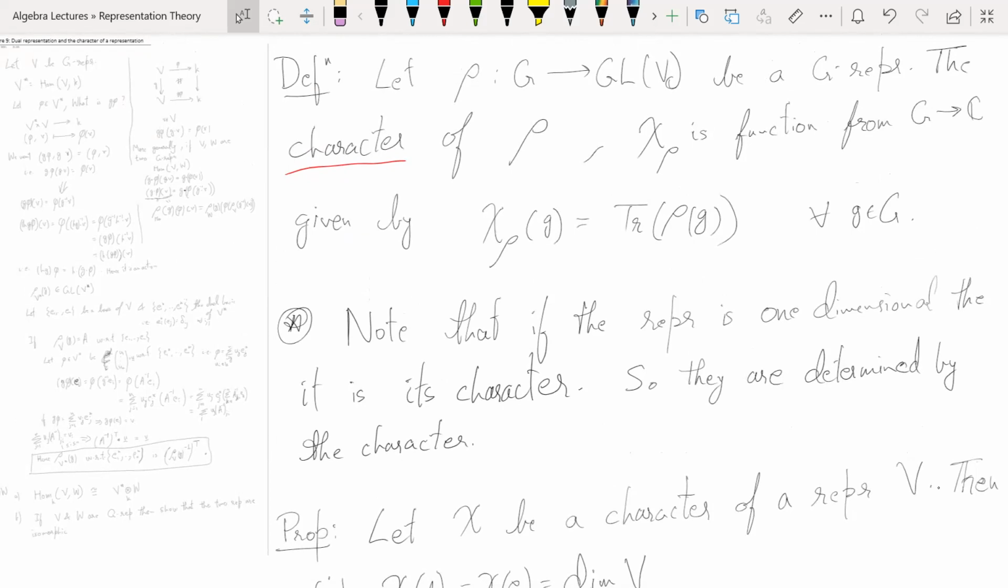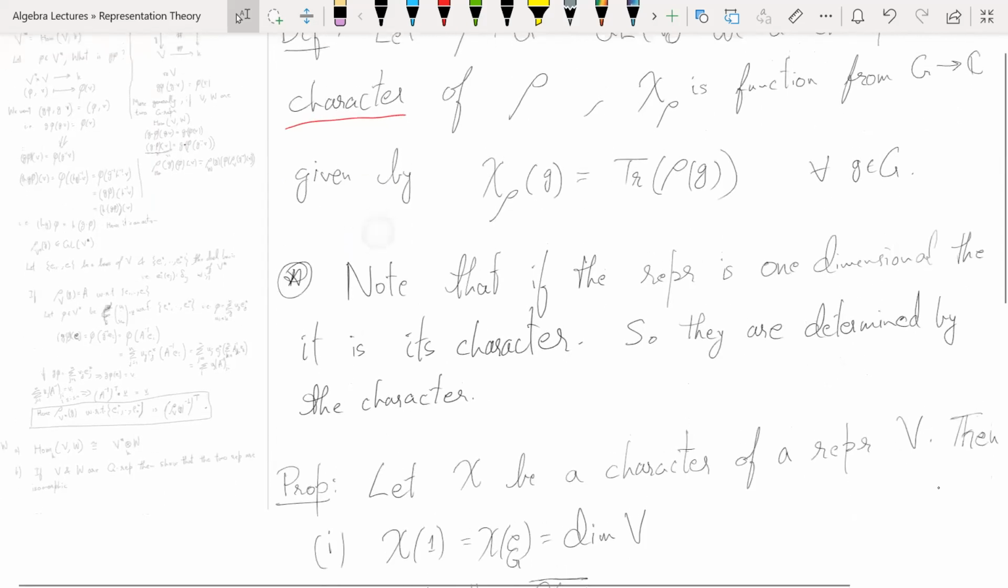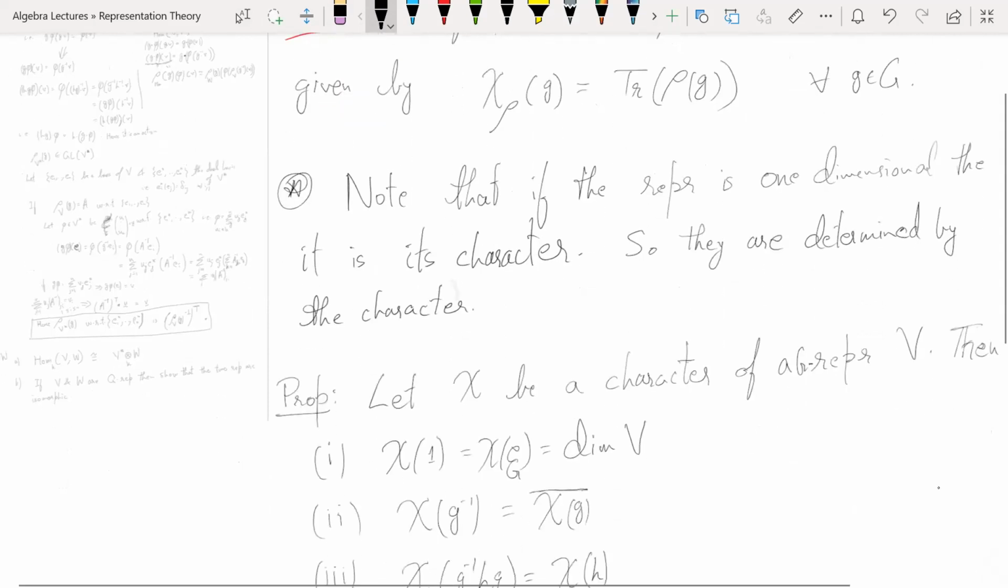The first thing is that from the character, you can read some things easily. For instance, the dimension of the representation you can just read off. If chi is the character of this G-representation V, then chi of the identity element, which is sometimes denoted by 1, sometimes by E, is the same as the dimension of V.